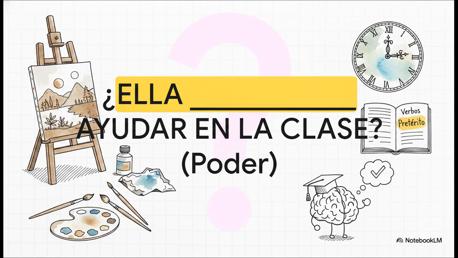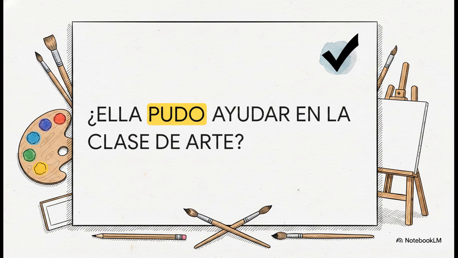Challenge number 2. Ella blank ayudar en la clase de arte. So we are looking for the correct conjugation of poder, which means to be able to, specifically for the pronoun ella. What's the third person singular past tense of poder? Got a guess? Yes, it is pudo. Ella pudo ayudar en la clase de arte. Was she able to help in art class? Remember that ella form always ends in that nice, clean O. You are doing fantastic. Let's tackle the next one.